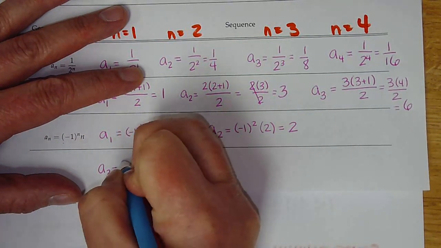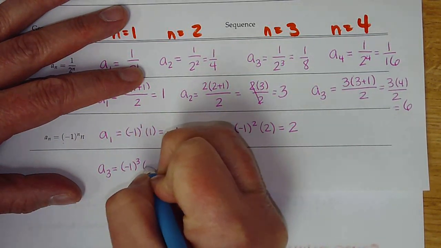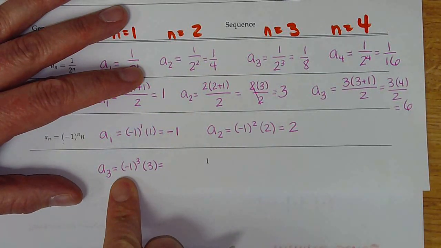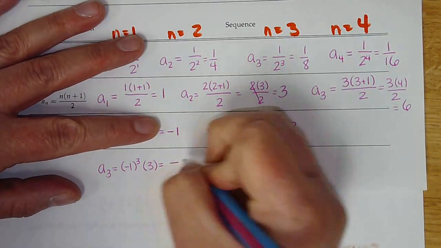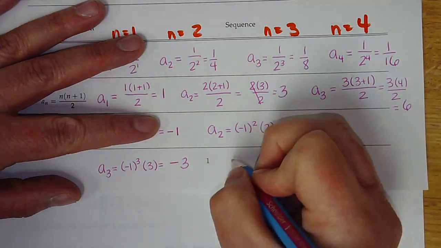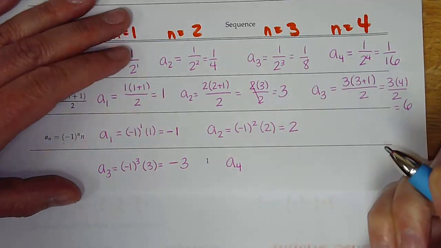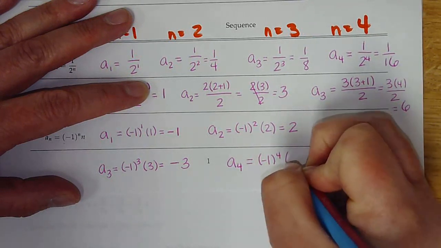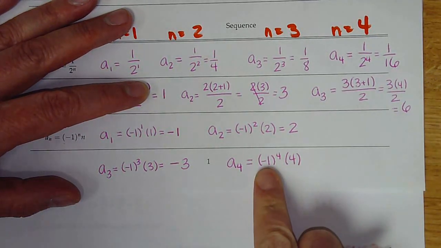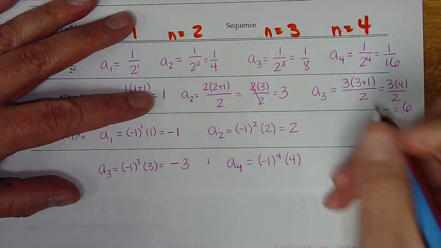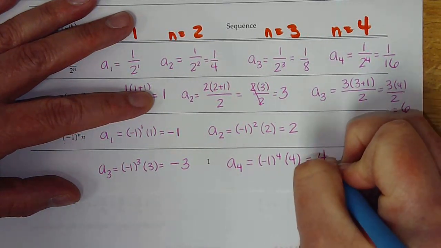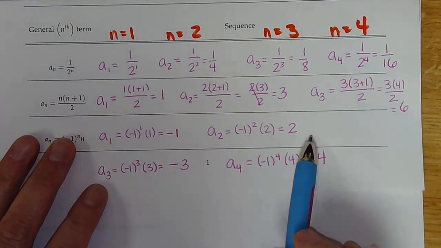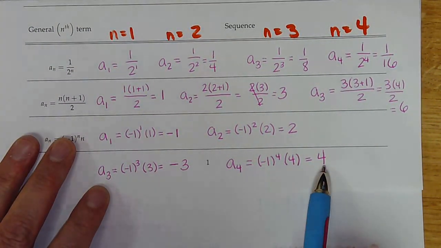a3 is going to be negative 1 cubed times 3. So that's negative 1 times negative 1 times negative 1. So that gives me a negative 3 is my third term. And then my fourth term, a4, is when n is equal to 4. So I get negative 1 to the fourth times 4. So that's going to become positive. So I get just a 4 here. So my four terms for this last sequence are negative 1, 2, negative 3, 4.